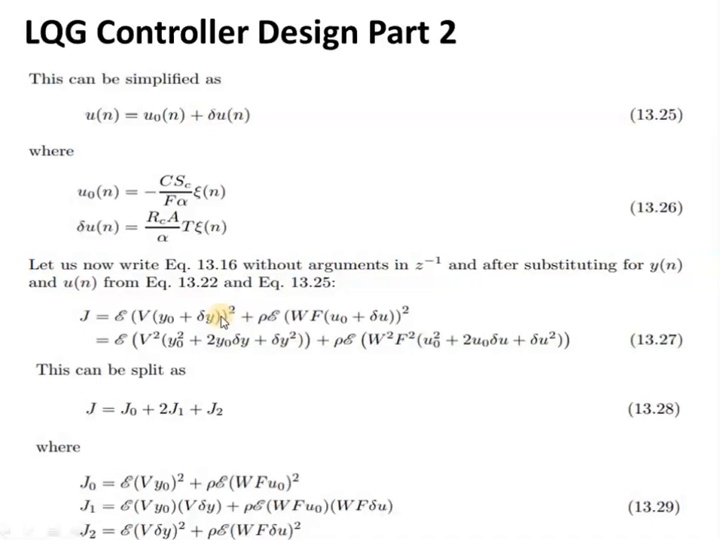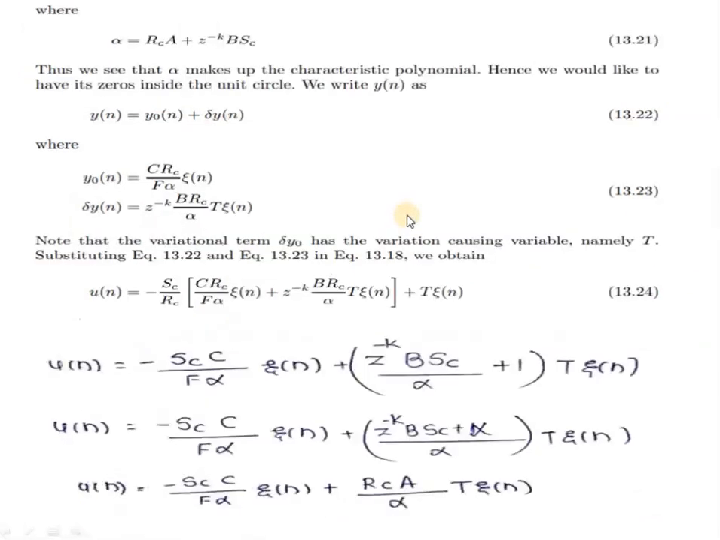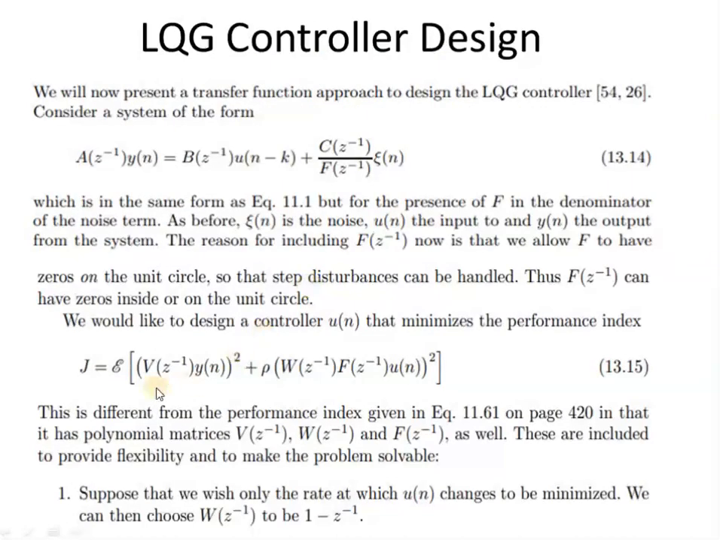Good afternoon, students. In today's lecture, we will start with the LQG controller design part 2. But before going further, we have to make a brief revision of the previous lecture, which we have studied. In the previous lecture, we studied the performance index for the LQG controller. Here you can see this is the performance index for the LQG controller. This performance index is different compared to the previous performance index which we studied in the previous chapter. We have to minimize this performance index, and for this we have to design the control effort U of n.